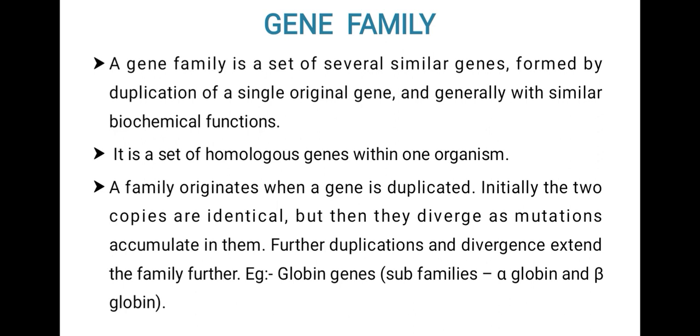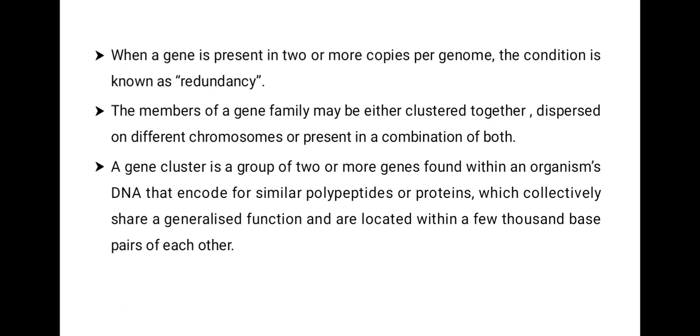Further duplications and divergence extend a family further. For example, globin genes with subfamily alpha globin and beta globin. When a gene is present in two or more copies per genome, this condition is known as redundancy. Members of a gene family may be either clustered together or dispersed on different chromosomes or present in a combination of both. A gene cluster is a group of two or more genes found within an organism's DNA that encode for similar polypeptides or proteins, which collectively share a generalized function and are located within a few thousand base pairs of each other.